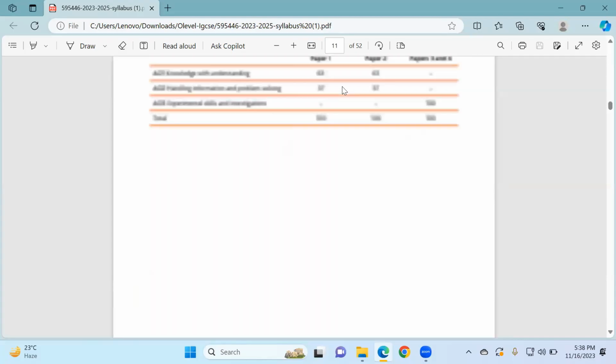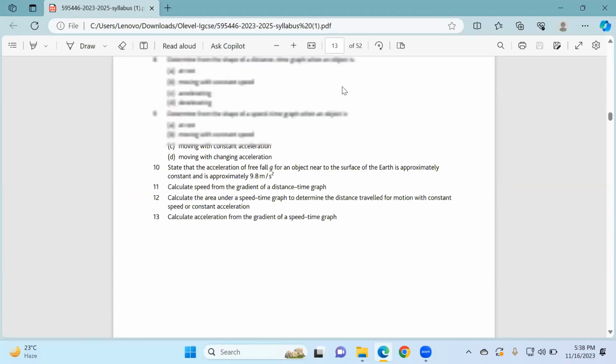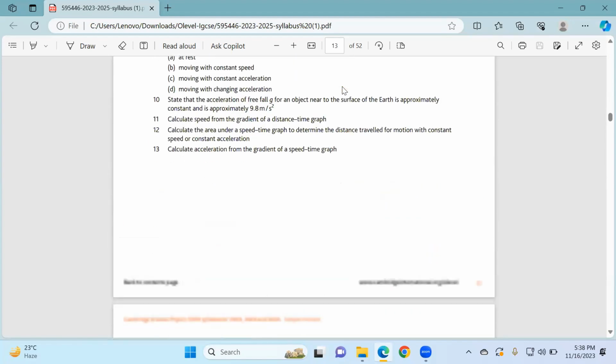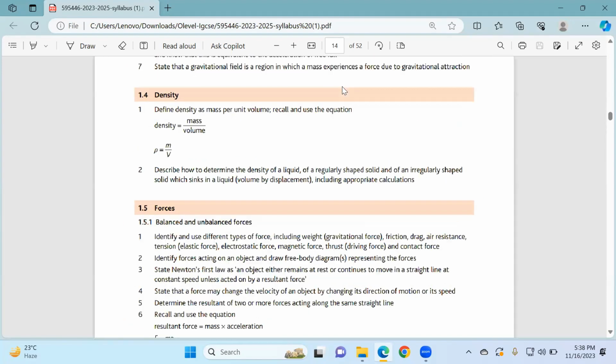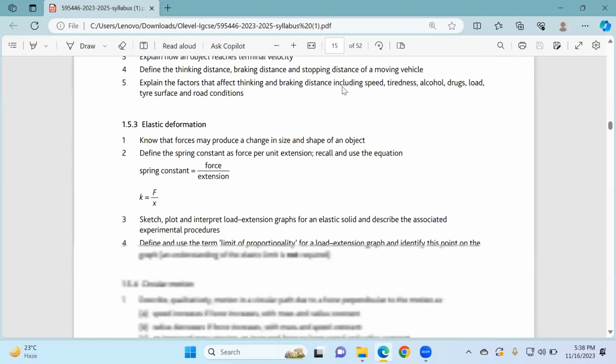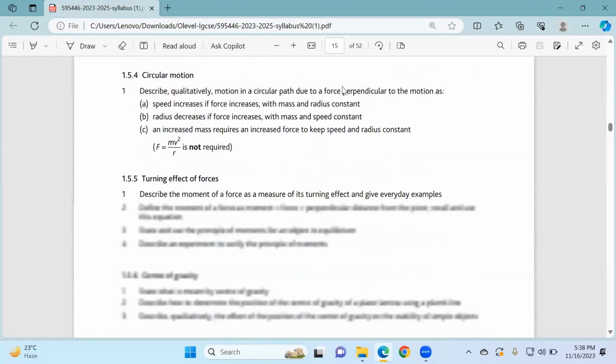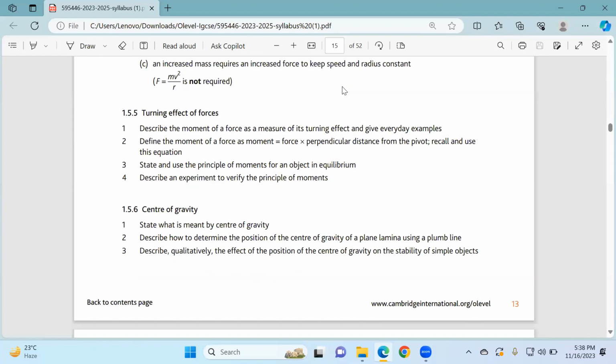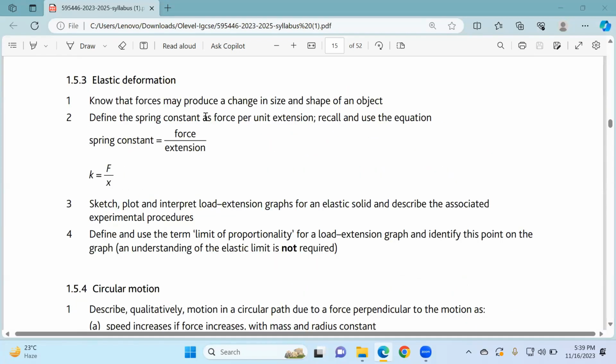The deformation, right? We have already discussed motion and physical quantities, kinematics, dynamics, mass, weight, density, and forces. Today I'm going to talk about elastic deformation, and after that we'll be talking about turning effect of forces and center of gravity, right? Okay.